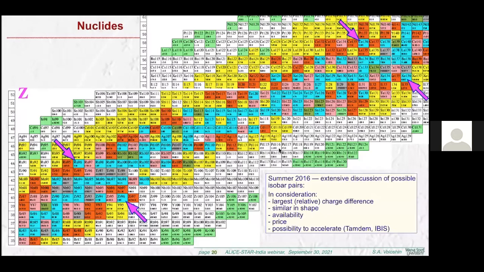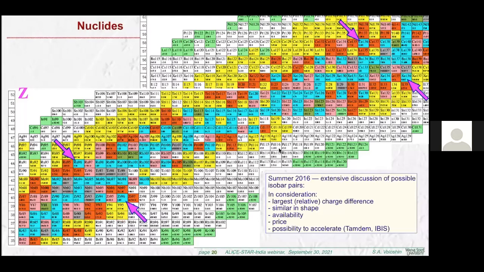And in STAR, in around 2016, quite a large group of people, about 10 people, probably I would say led by Paul Sorensen, but there are many people who contributed, started to discuss which isobars would be useful to use. We came up with about 4 different isobars. 2 pairs probably the best, as I indicated over here.